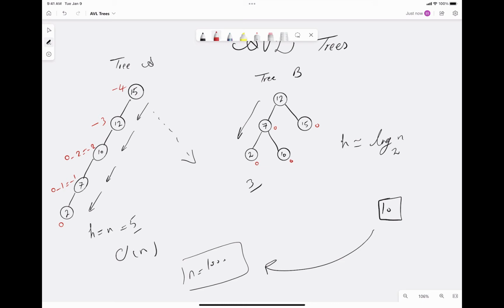For node 12, as you see, it has grown 1 from the right side, and from the left side it has 2. Here is 1, here is 2. So 1 minus 2 is negative 1. And as you see here, tree B is balanced, because every node has a balance factor of either 0, 1 or negative 1. Usually we're talking about the absolute value, so the absolute value of the balance factor should be 0 or 1 in order to call a tree balanced.